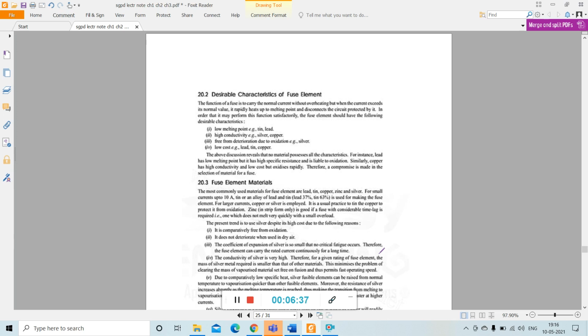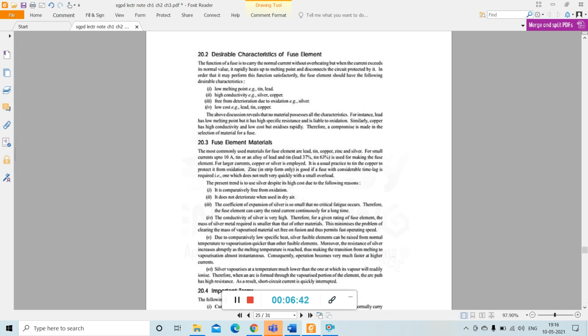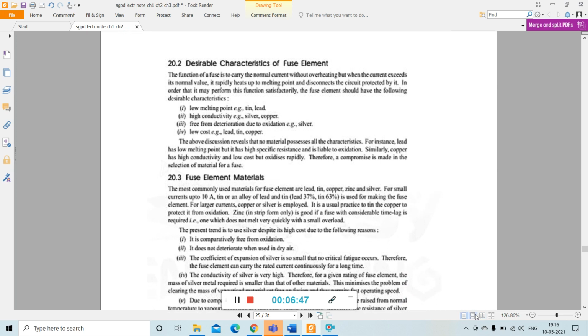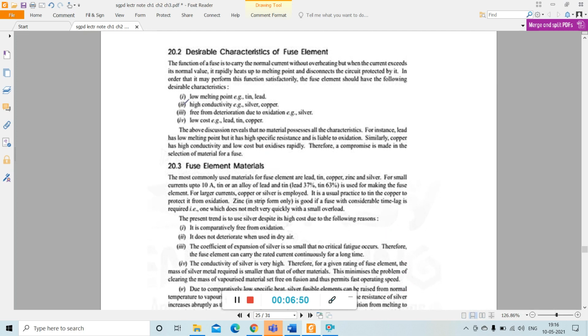So the next is the desirable characteristics of fuse element. What are the desirable characteristics? Low melting point, which is found in tin and lead material. Then high conductivity, which is in silver and copper. Then free from deterioration due to oxidation, which is in silver. Then low cost, which is of lead, tin, copper. So these are all the desirable characteristics of fuse element.